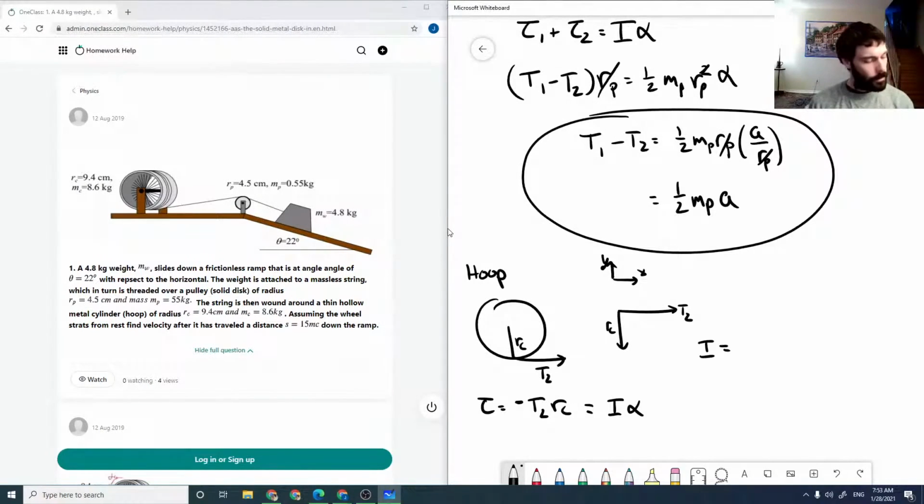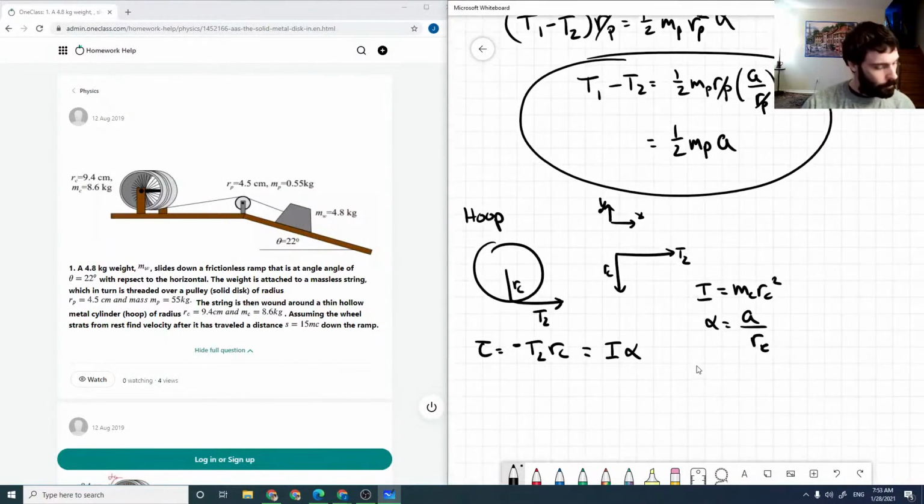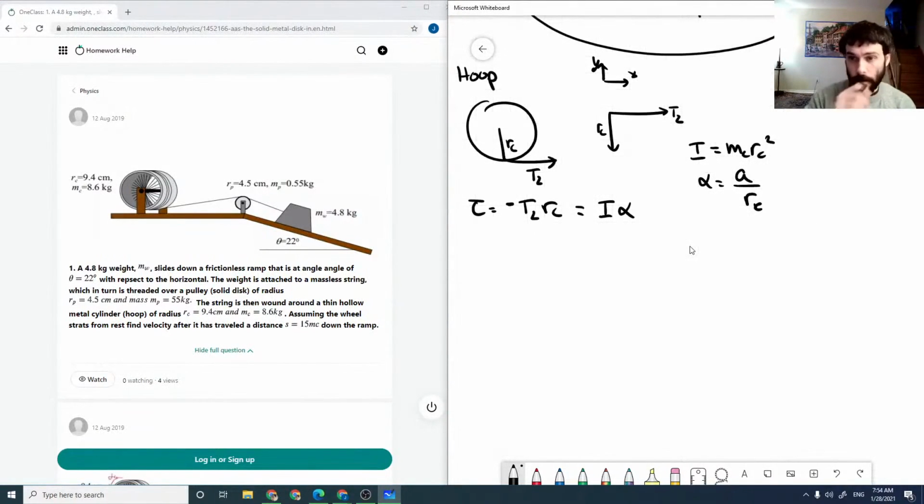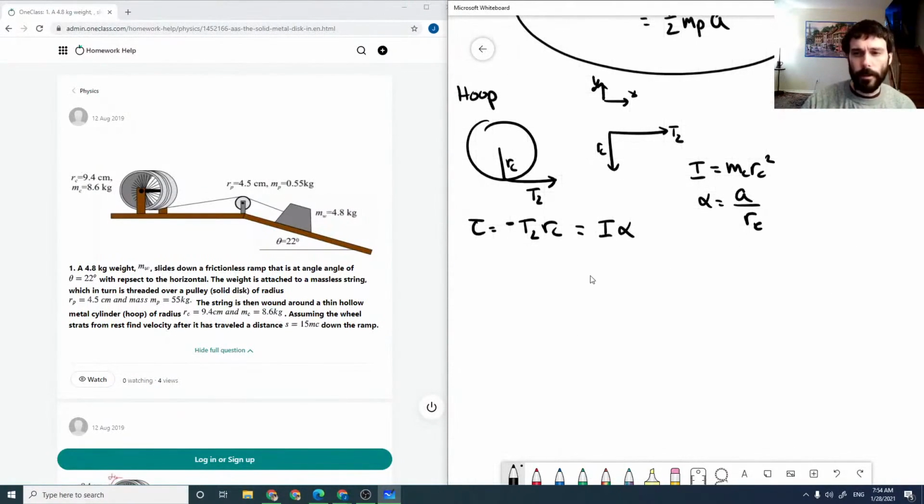In this case, our I for a cylinder is just mc RC squared. And again, our alpha is going to be our acceleration over our RC. The only difference here is now our hoop is going to be traveling in the counterclockwise direction, not the clockwise direction. So our alpha is actually minus our acceleration over our RC, as we've reversed the direction of our travel here. So it's minus T2 RC is minus MC RC squared times the acceleration over RC. We can cancel, and so T2 is MCA.